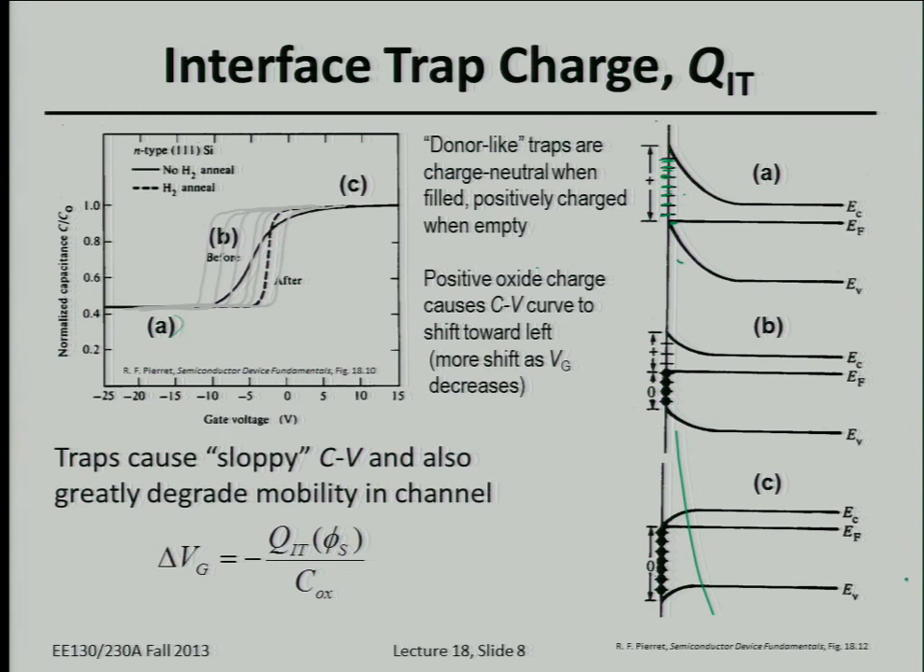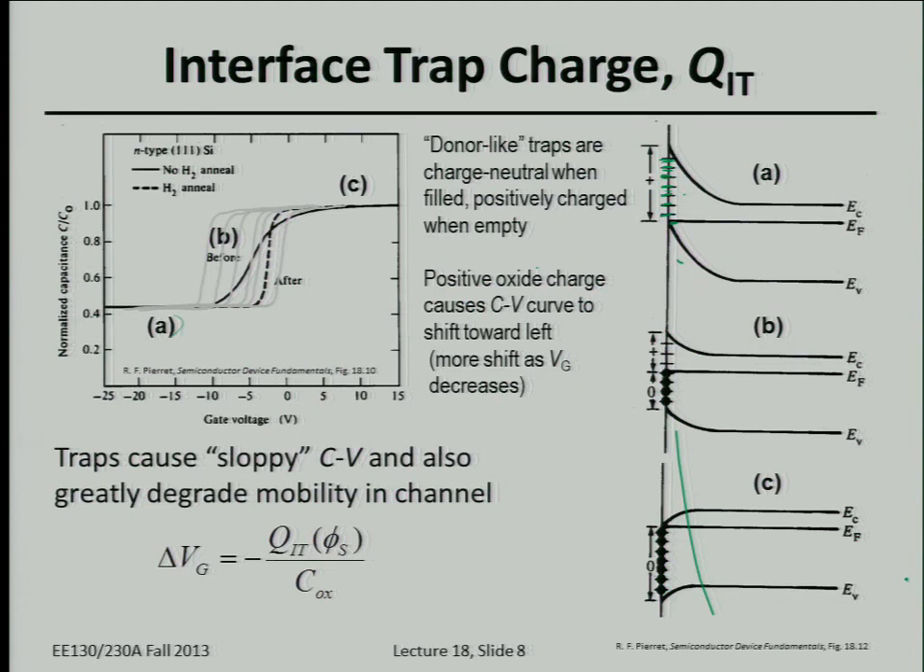Now if we apply a more positive gate voltage or less negative voltage, we're going to start changing the band bending in the silicon. The edges of the bands shift with respect to the Fermi level. So as you increase VG in the positive direction, you'll start to occupy some of these states at the interface, so you'll change their charge state. If they started out positively charged, the ones below the Fermi level will be neutral.